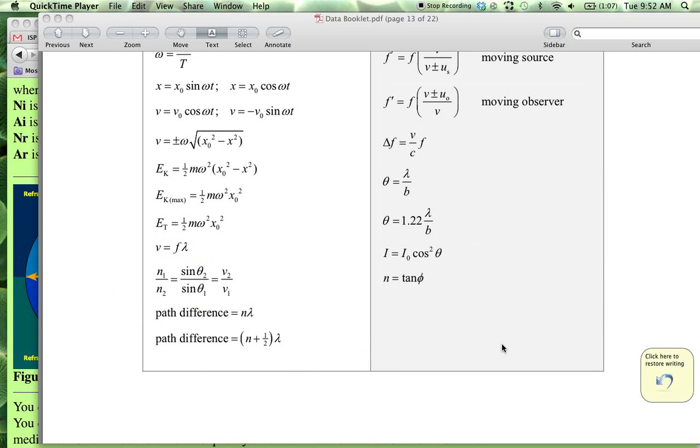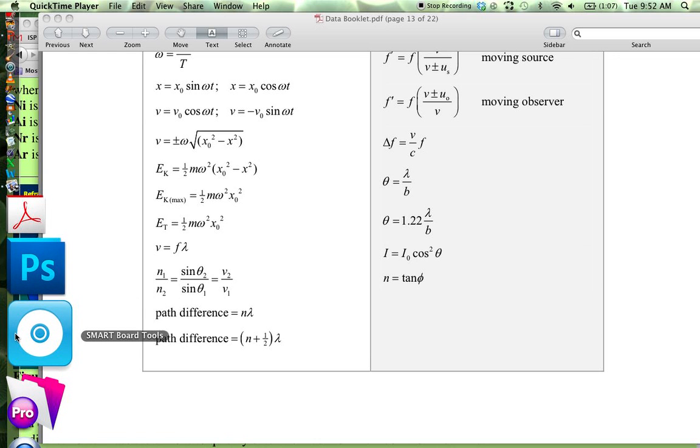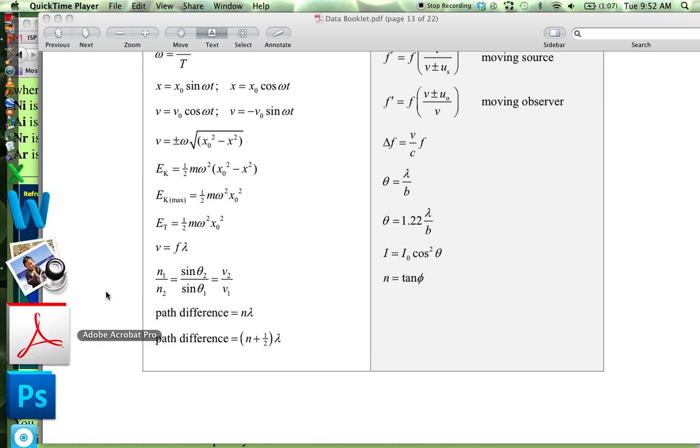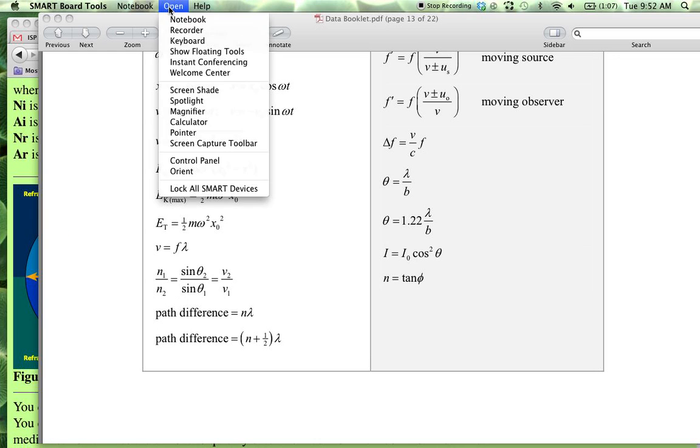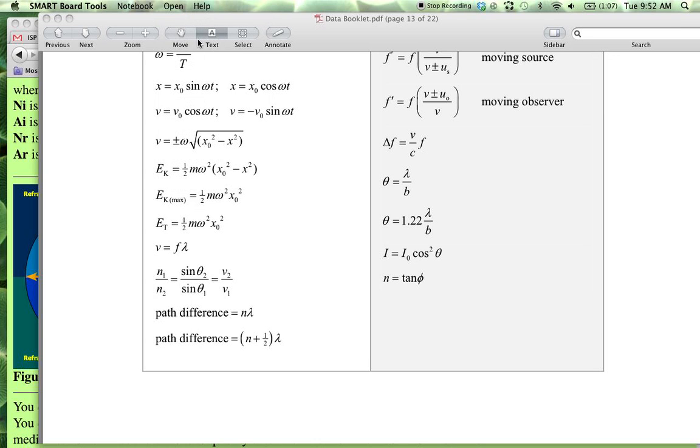Okay, so I want you to imagine here that we have got some sort of conveyor belt. I just want to bring up a new page here.